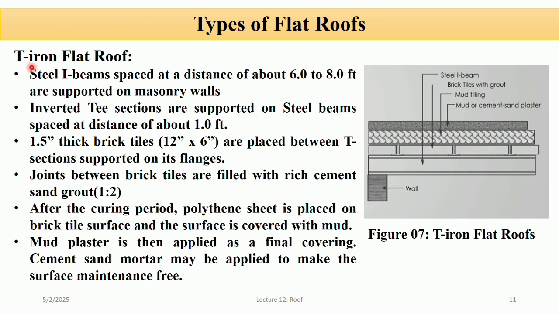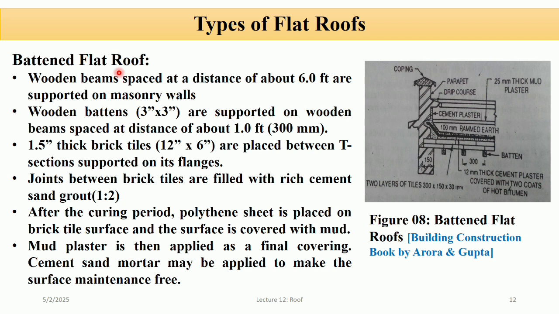So the advantages of a T iron plate roof are it is economical and uses locally available material. It provides decent thermal insulation due to the mud layer, and it is suitable for non-snowfall regions with moderate loads. Batten plate roof. So the batten plate roof is a traditional plate roofing system that uses timber or wood as its primary structural support, along with brick tiles and mud layer for insulation and finishing.